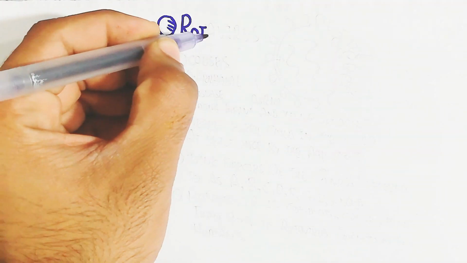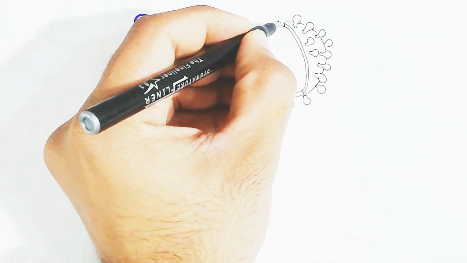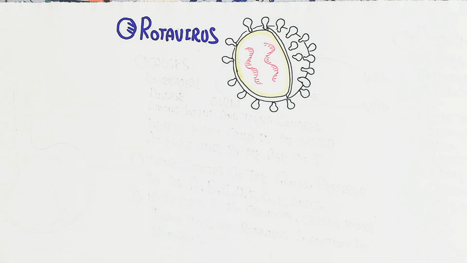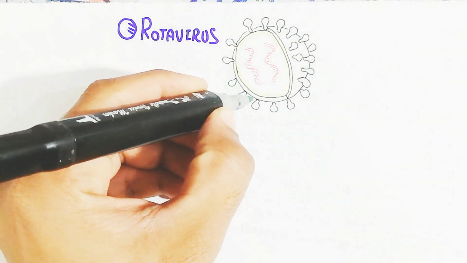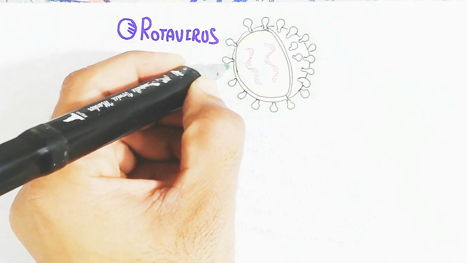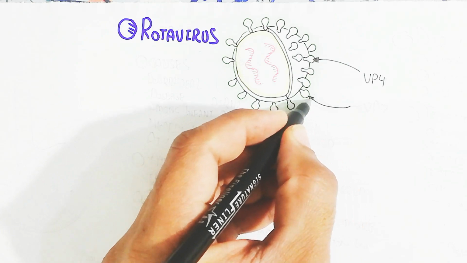Hello, in this video we will understand about the rotavirus infection. This virus contains spike proteins VP4 and VP7. This virus is a double-stranded RNA virus. This is the family of virus we will discuss now.